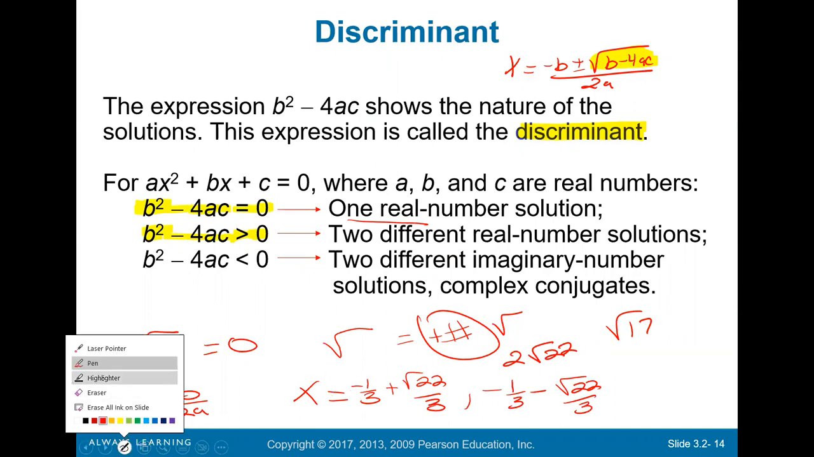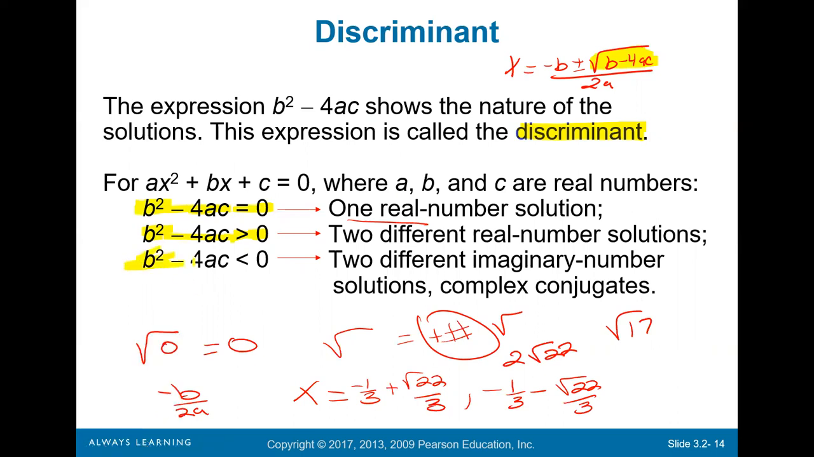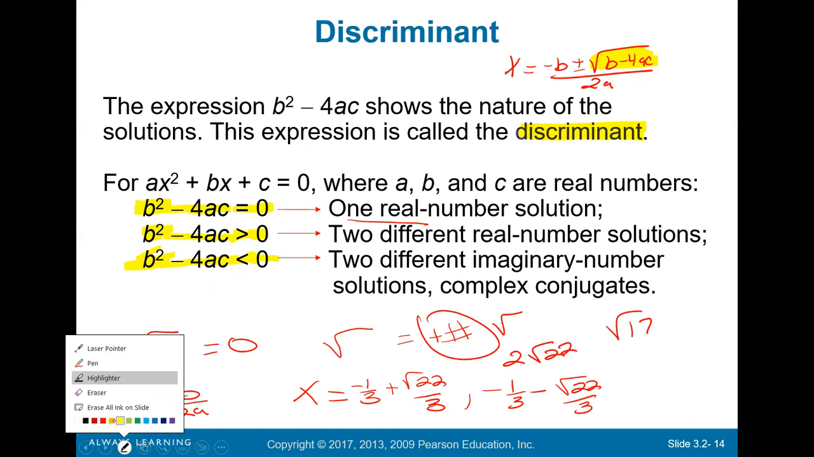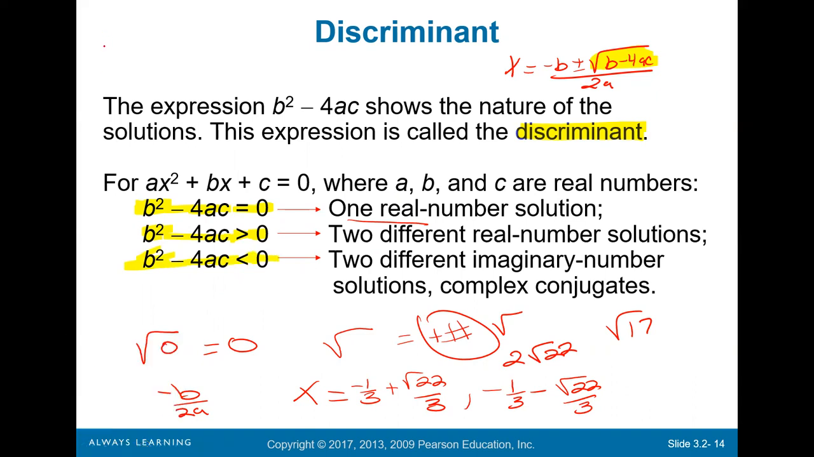Now, this next part. It says b squared minus 4ac is less than 0. What does that tell me? That tells me that whatever's inside this root has a negative value.